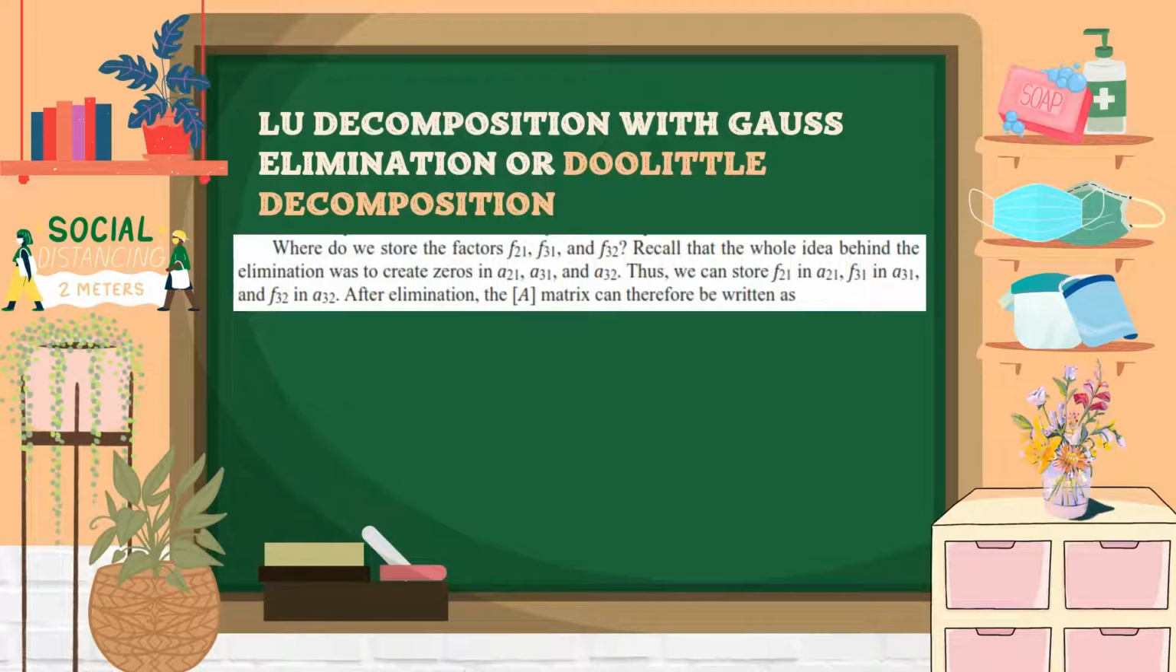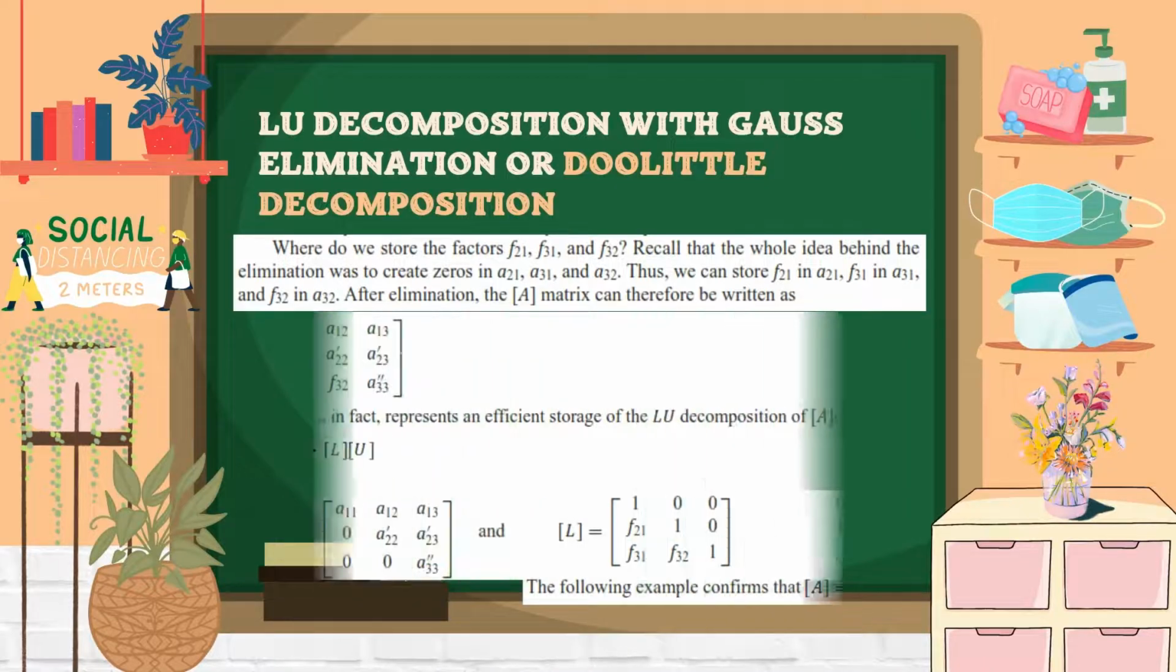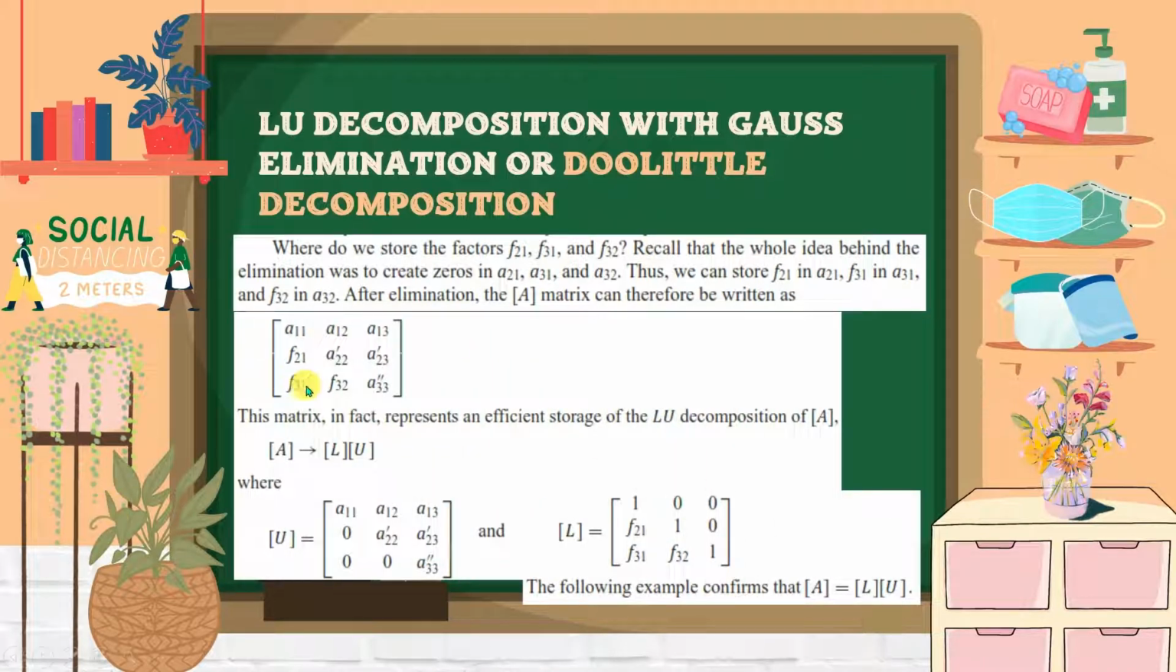Where do we store the factors f21, f31, and f32? Recall that the whole idea behind the elimination was to create zeros in a21, a31, and a32. Thus, we can store f21 in a21, f31 in a31, and f32 in a32. After elimination, the coefficient matrix A can therefore be written in this particular matrix form. This matrix in fact represents an efficient storage of the LU decomposition of A.